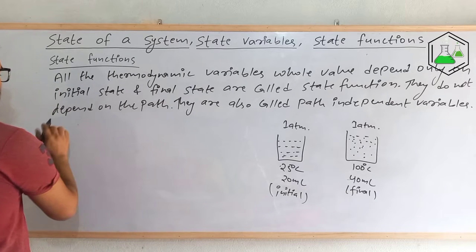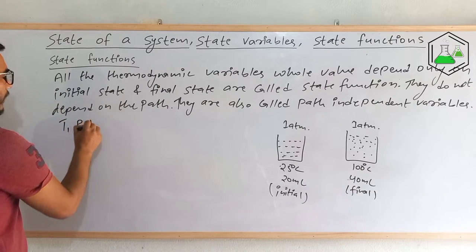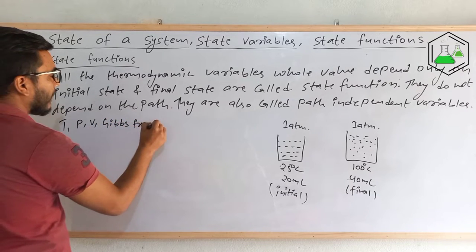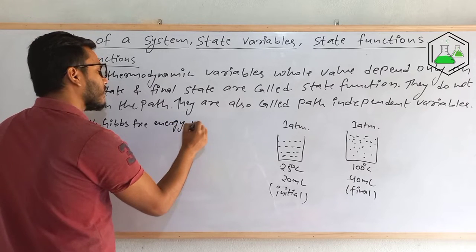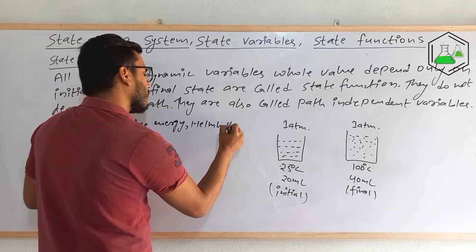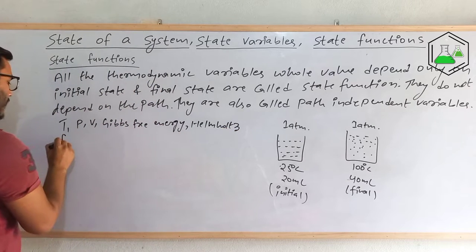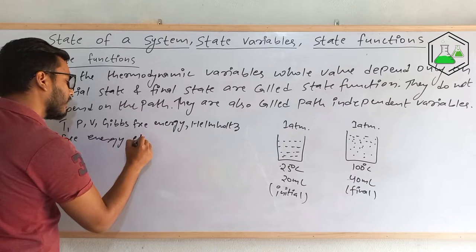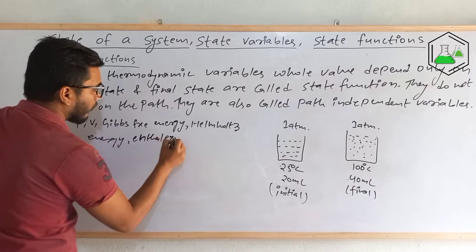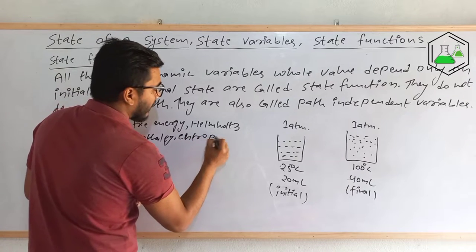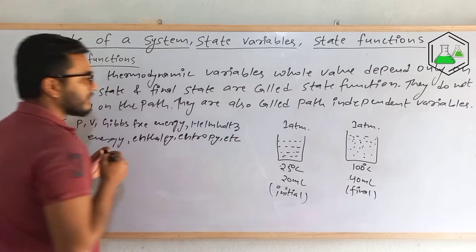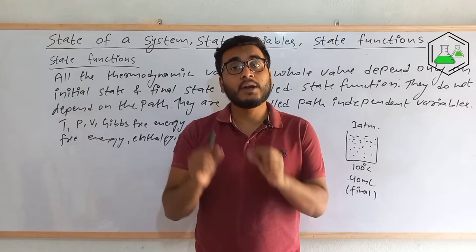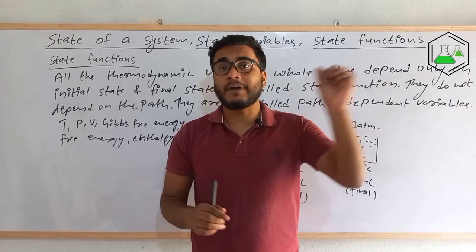Some state function examples are temperature, pressure, volume, Gibbs free energy, Helmholtz free energy, entropy, enthalpy, etc. So these are some examples of state functions, or simply you can say that their values do not depend on the path. They only depend on the initial state and final state.